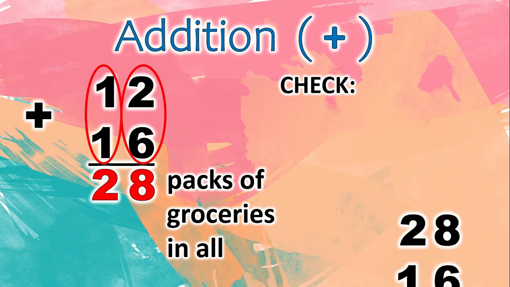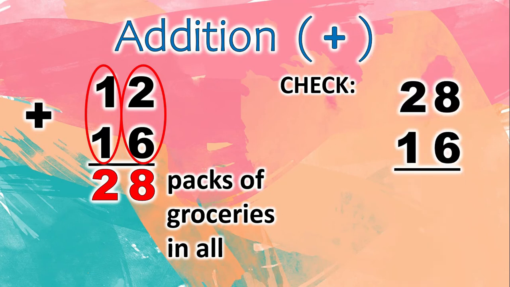So, how to check your answer? You have to subtract backward. So we have here 28 minus 16. Subtract upward rather. So 8 minus 6 equals 2, and 2 minus 1 is equal to 1. So we get 12.